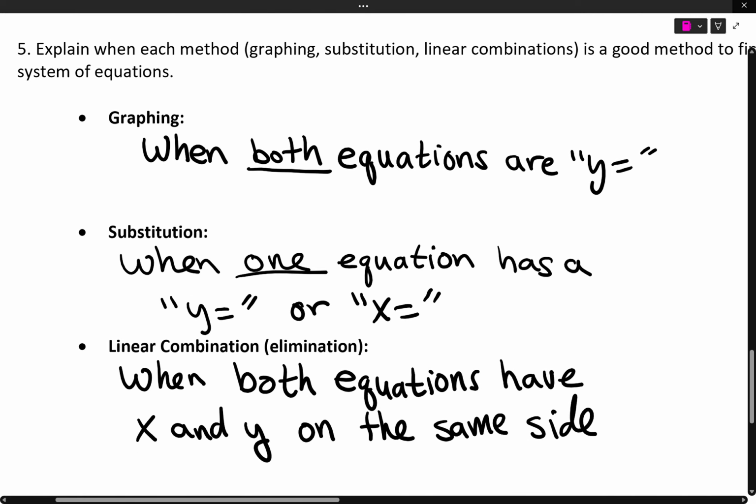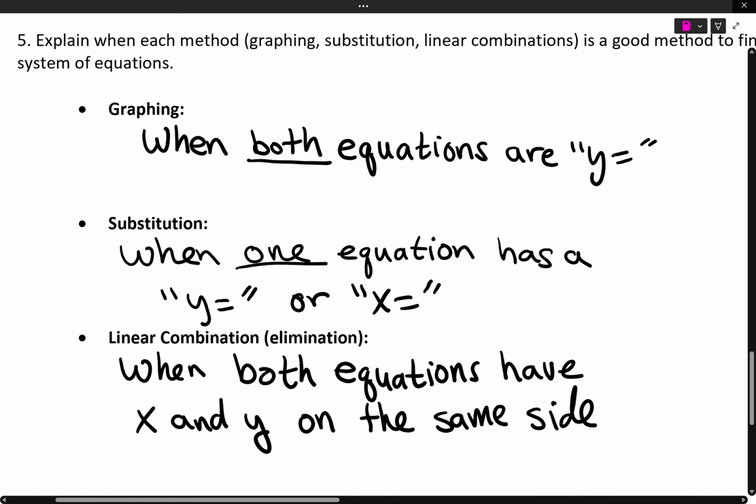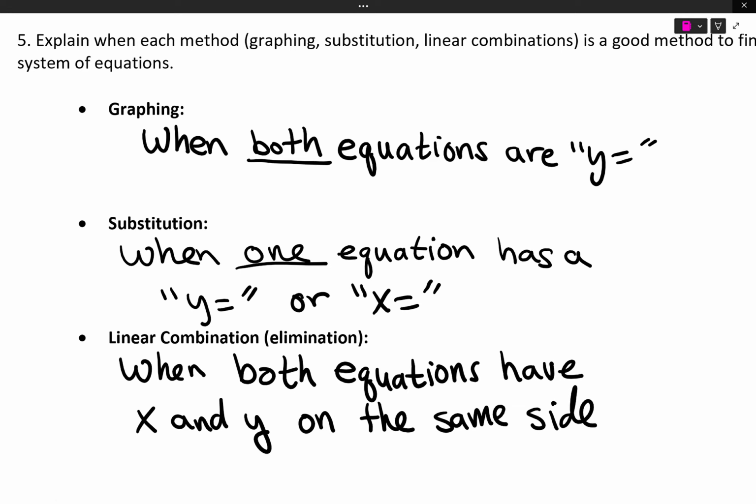Lastly, linear combination, what we just did, is great when both equations have their x's and their y's on the same side. So we have an x and y on one side and a regular number on the other. This is best because they are set up, we can force opposites like we just did, and very simply find what x and y are. Now, of course, you can rewrite systems that have x and y on one side as a y equals or an x equals to do substitution. Your numbers might look kind of ugly. You can also rewrite them to graph, but your equations might end up looking kind of ugly.